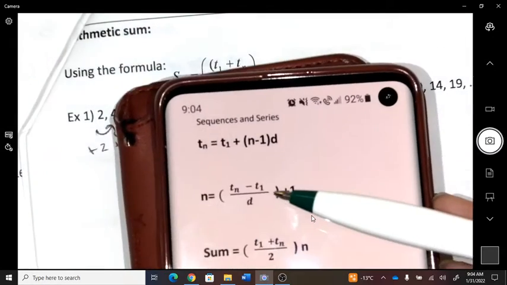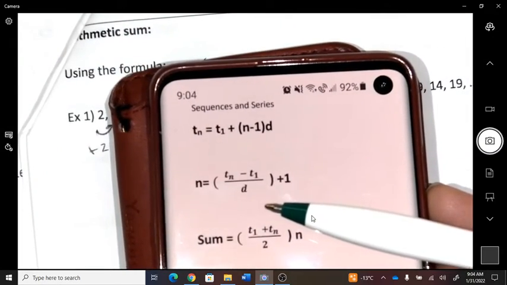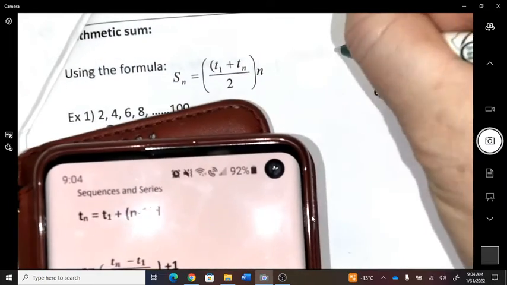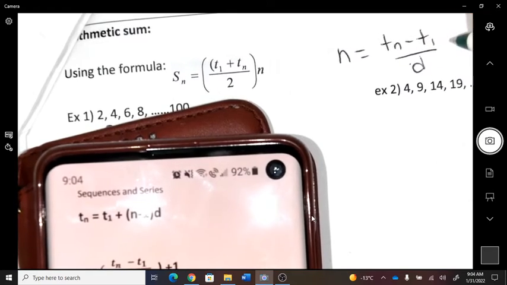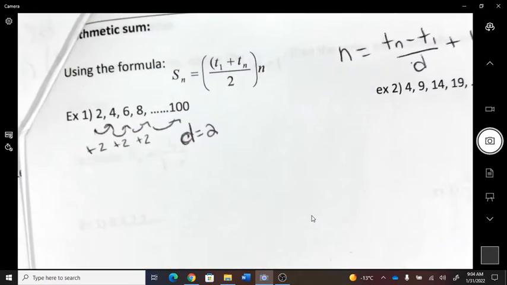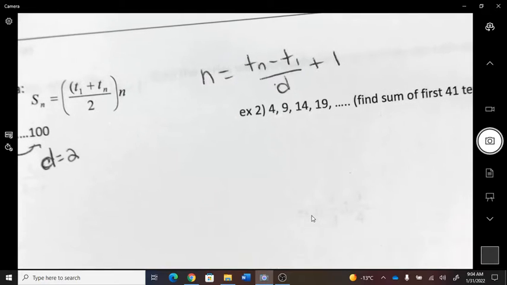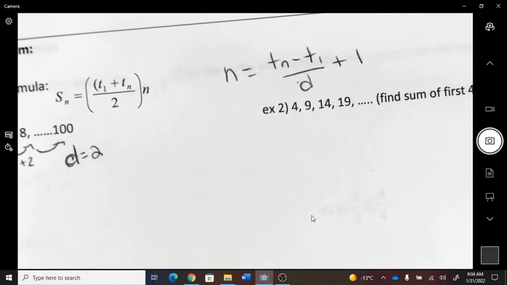So this formula right here is the N formula. So I can write it at the top of this paper here. This formula is the number of terms. That's what it will get us. Okay, so this is what we have to know before we do the sum. So when you do these sum questions, you often have to do 2 different formulas.